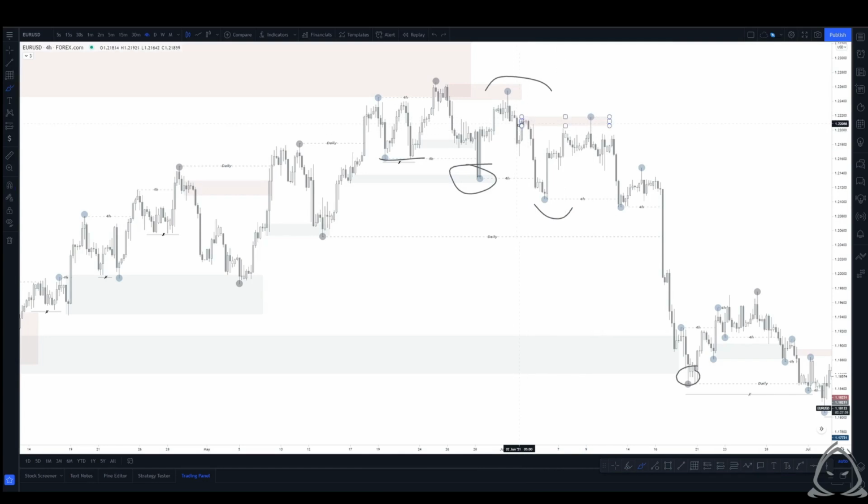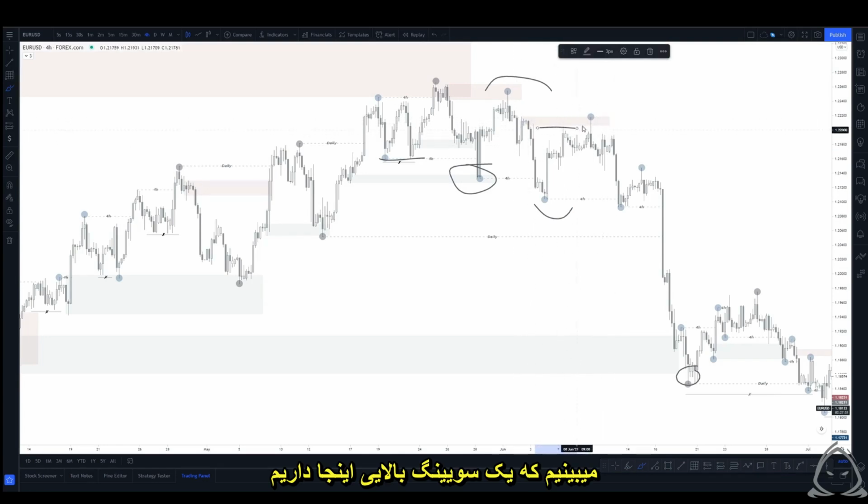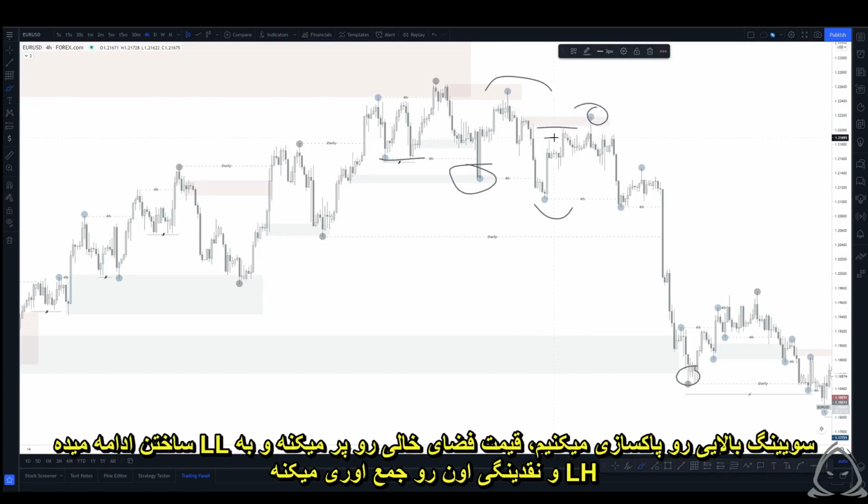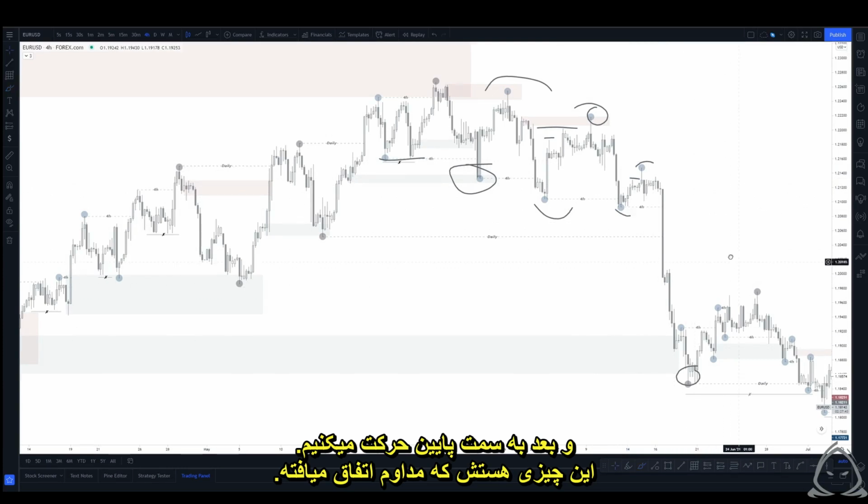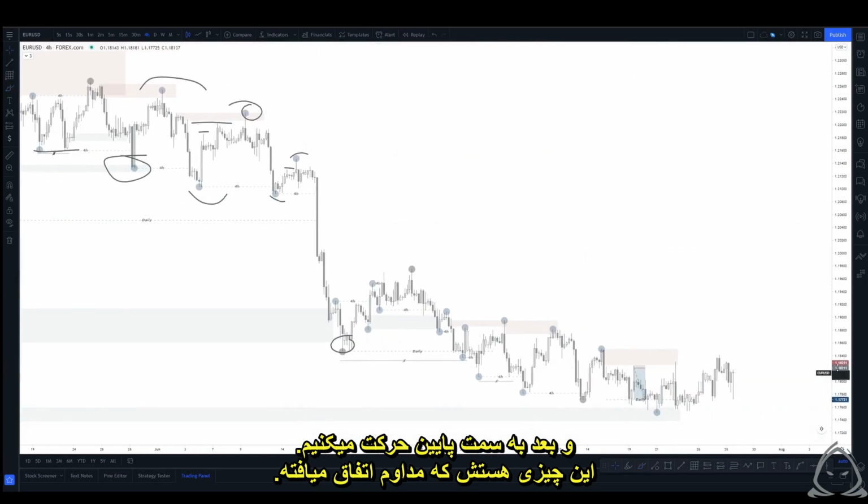What ends up happening? We can see that we have a swing high here, we sweep the swing high, we have a swing high here, and price fills the void and continues making a lower low, lower high, takes liquidity of that, and we move to the downside, and this is just continuously happening.